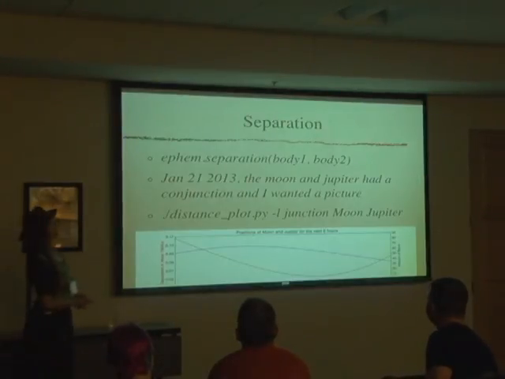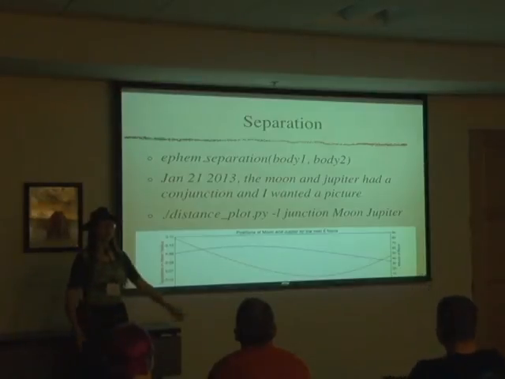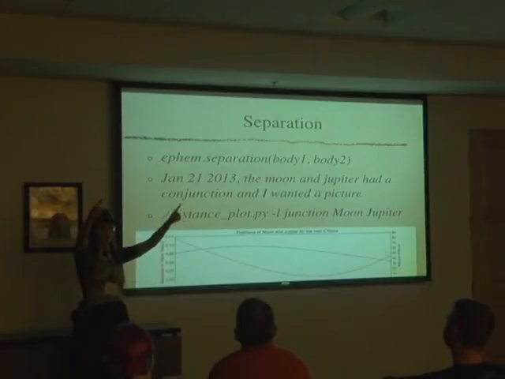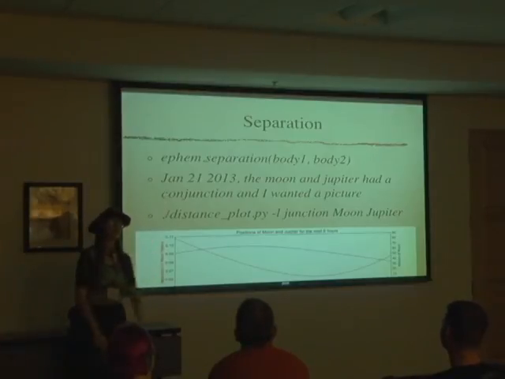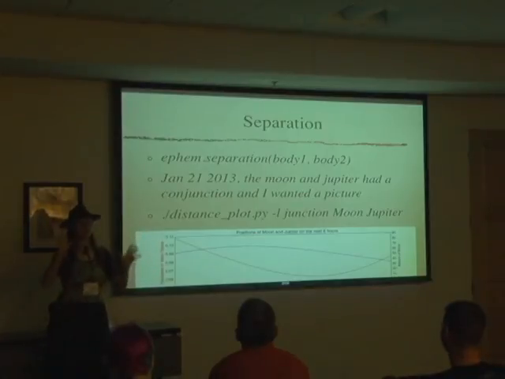Another fun thing you can do with PyEphem is the separation. So if you have 2 bodies up in the sky and you've computed them both at the same location, you can say, okay, how far apart are they right now? And so I was reading the internet one day and said, oh, there's going to be this cool thing. There's a conjunction tonight. There's Jupiter and the moon. I was like, that sounds cool. I should get a picture of that, right?